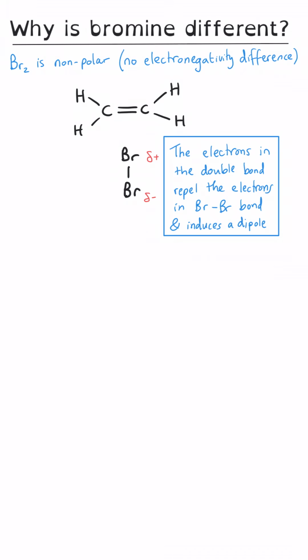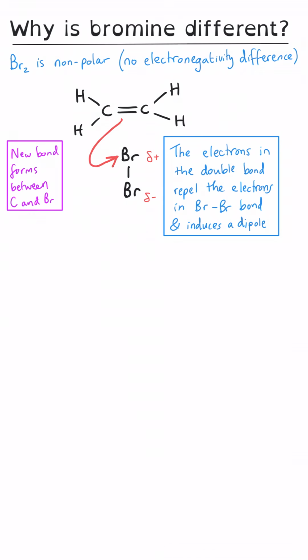And for this to happen, one of the bromine atoms needs to be closer to the double bond than the other. And so when we draw a mechanism for Br2, it's important to show the molecule in the orientation that I'm doing here. And because of this repulsion, this induces a dipole in the Br2 molecule. The bromine that is furthest away from the double bond becomes electron rich, and the bromine closest to the double bond becomes electron deficient.